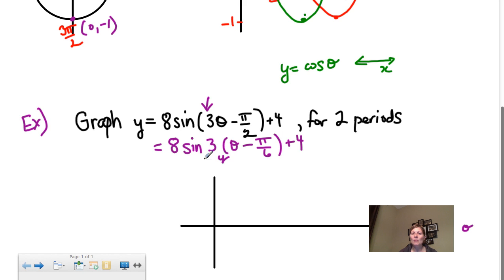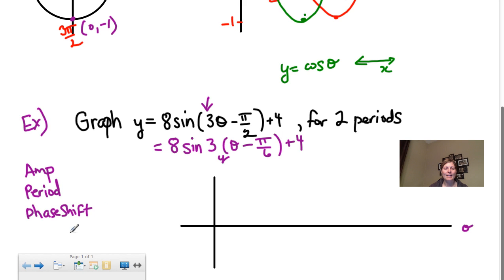Okay. Now, when we're talking about transformations of trig functions, we no longer talk about a, k, d, and c values. We talk about these terms. We talk about our amplitude. We talk about our period. We talk about a phase shift, and we talk about a vertical shift.